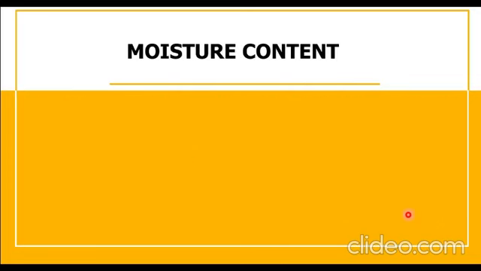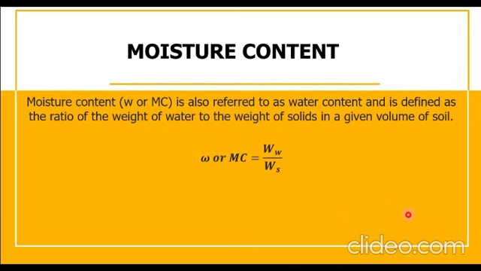Next, we have the moisture content. Moisture content is also referred to as water content and is defined as the ratio of the weight of water to the weight of solids in a given volume of soil. This will be omega or MC. I prefer MC to be used rather than omega. And it's equal to weight of water Ww over weight of soil solids Ws. Note that moisture content can vary from 0 to infinity. Again, why? Because weight of water can be more than the weight of soil, but it is a very rare situation.